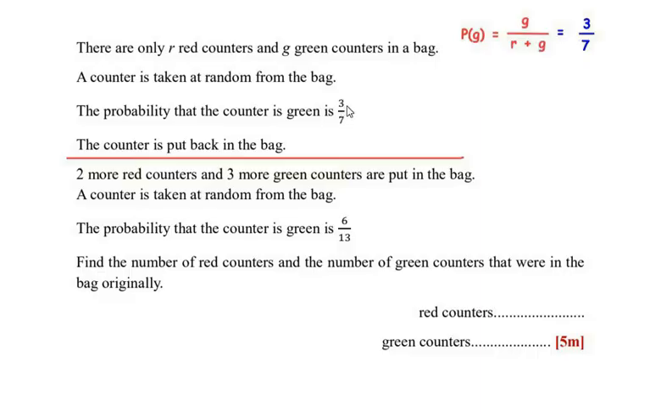So if this is 3/7, the probability of getting a red counter is going to be the number of red counters, that is R, divided by the total number of counters in the bag, that is R plus G, is equal to 4/7. Because the total has to be 7, and 3 is already taken by the green, the remaining 4 is taken by the red. So the probability of getting a red counter in the bag is going to be 4/7.